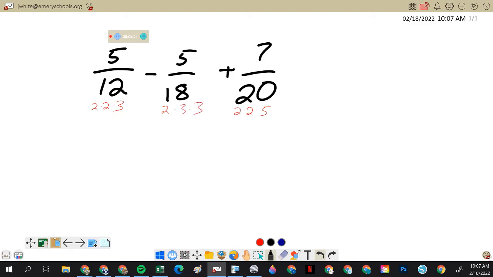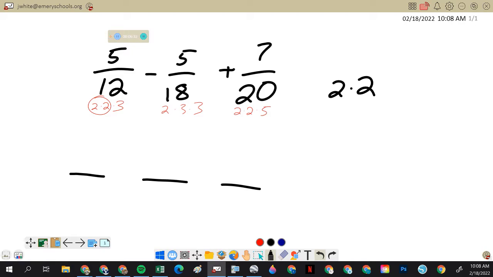So, what will go in my common denominator? Well, I need a certain number of 2's. How many 2's do I need? I take the biggest set. So I look at all the denominators. What is the largest number of 2's that shows up in all of them? A pair of 2's. So my common denominator has to have a pair of 2's.